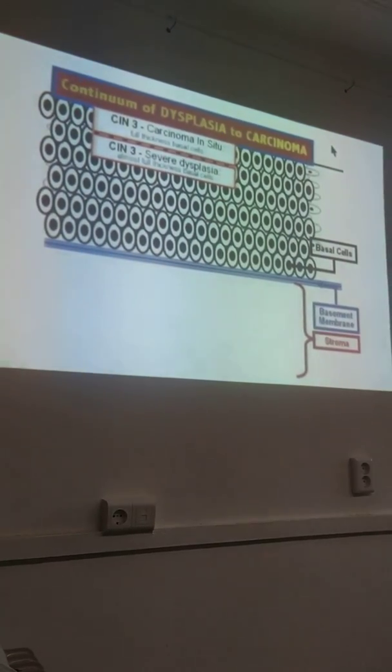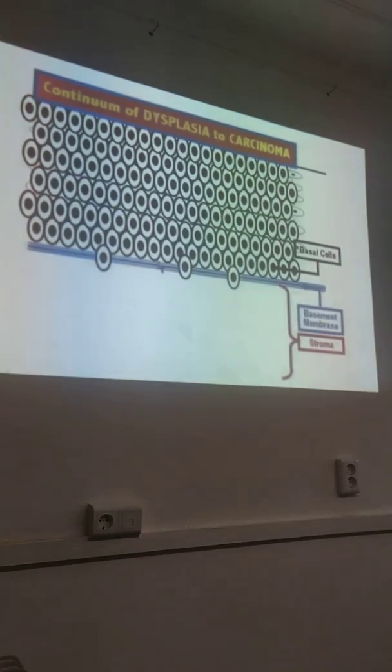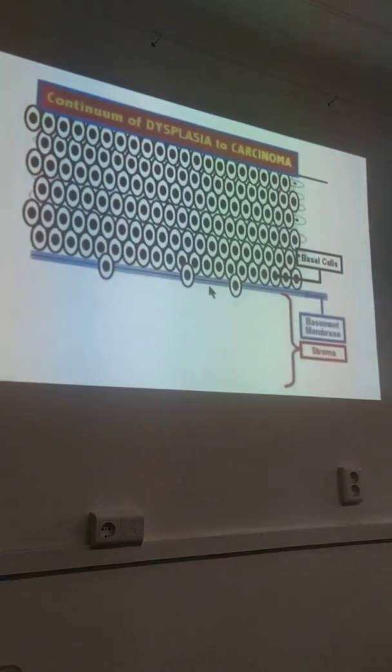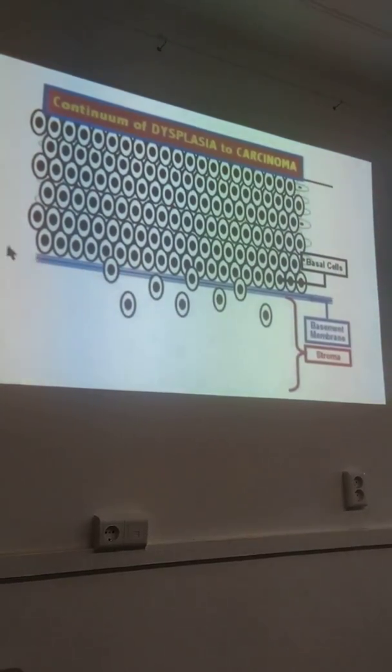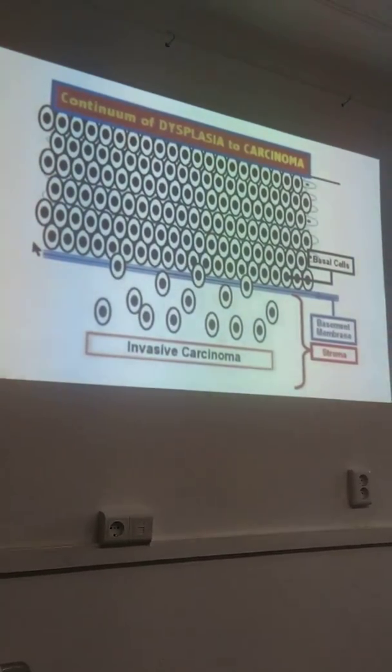Now what if things get worse? What's the next thing that's going to happen? These basal cells are going to start breaking through the basement membrane, going down into the stroma, and now we have invasive carcinoma.